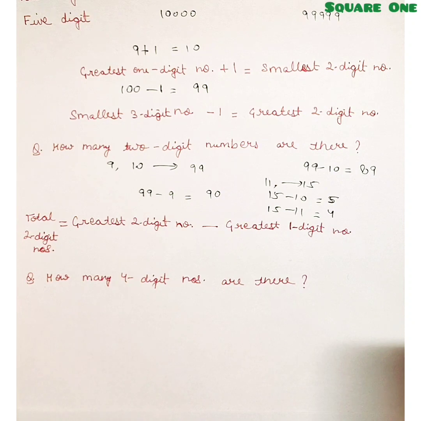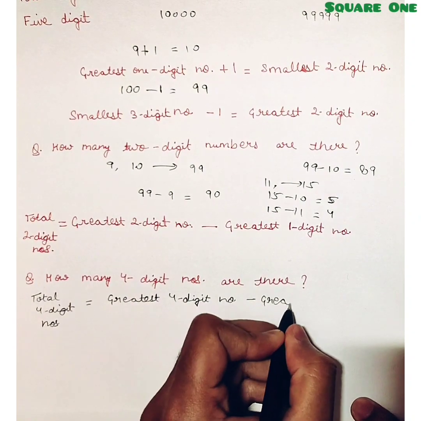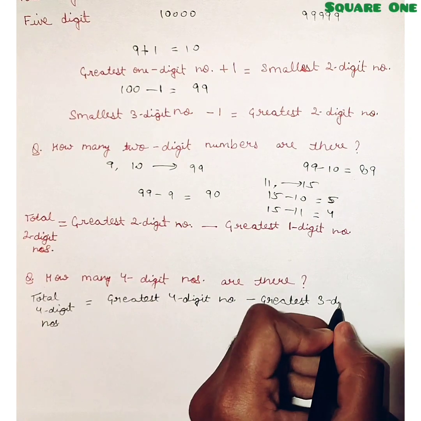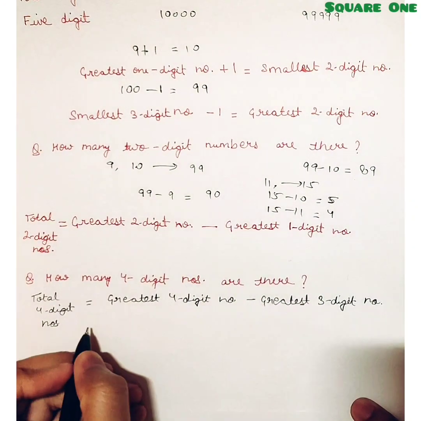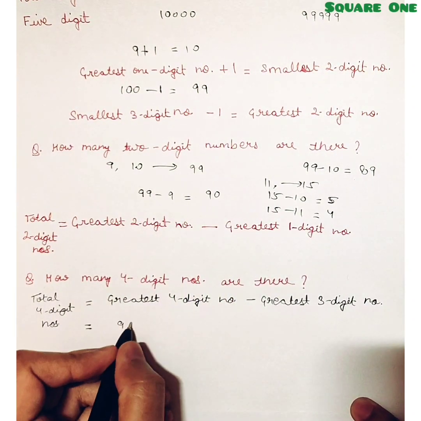Now let us see one more question based on it: how many 4-digit numbers are there? So again I will write this type of formula. Total 4-digit numbers is equal to the greatest 4-digit number minus the greatest 3-digit number. The greatest 4-digit number is 9999.